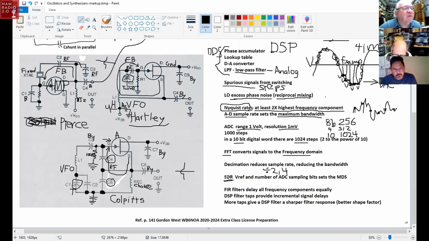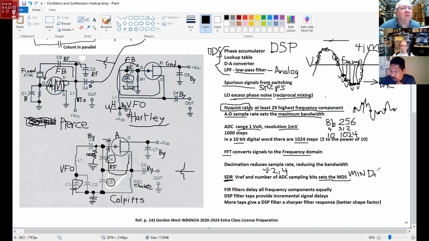The software-defined receiver is limited by the voltage reference and the number of ADC sampling bits. And these two things set the MDS, minimum discernible signal. You remember that term from last week? Minimum discernible signal. Goes to our receiver chapter last week.